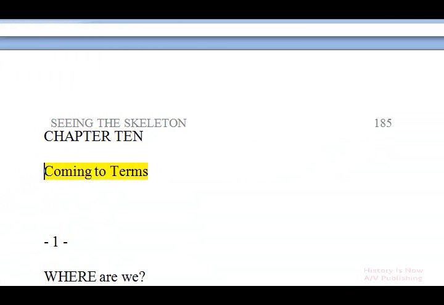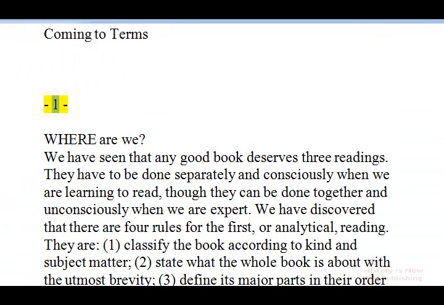Chapter 10. Coming to Terms. 1. Where are we? We have seen that any good book deserves 3 readings. They have to be done separately and consciously when we are learning to read, though they can be done together and unconsciously when we are expert. We have discovered that there are 4 rules for the first, or analytical, reading.